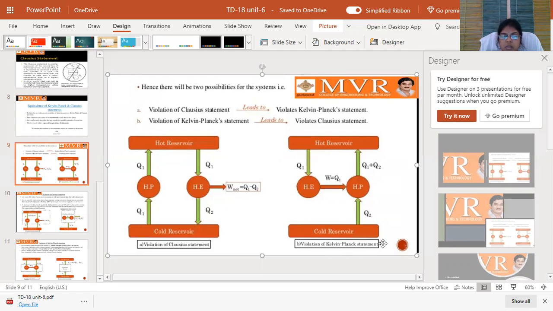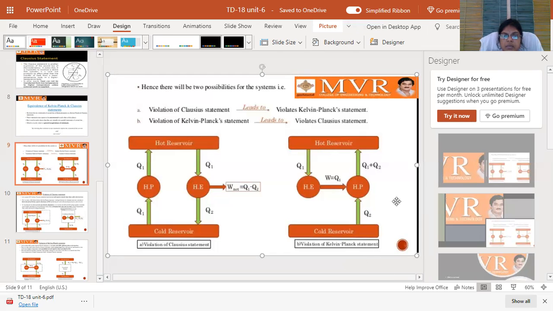What is the violation of the Kelvin-Planck statement? We take the heat supply and run the engine, which gives the work done, and this total work is given to the heat pump and runs the heat pump. But here we supply heat from only one thermal energy reservoir. If we use only one thermal energy reservoir, it violates the Kelvin-Planck statement.